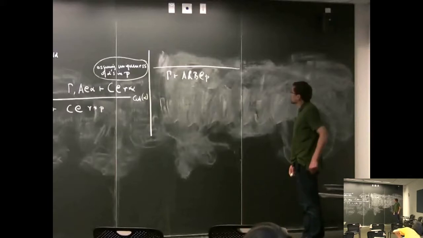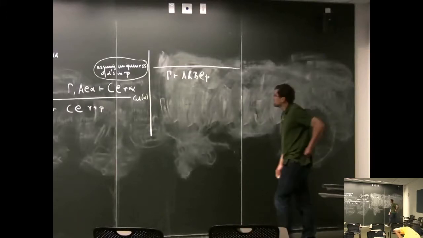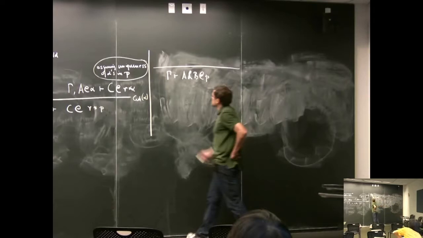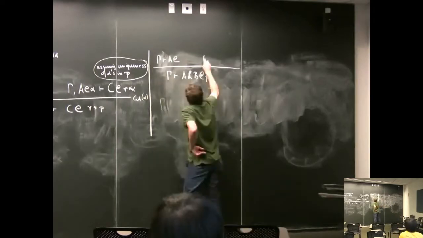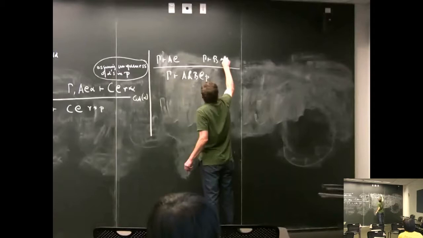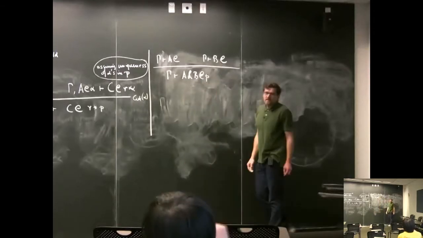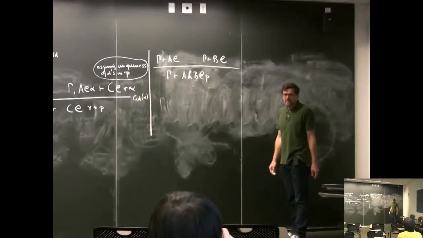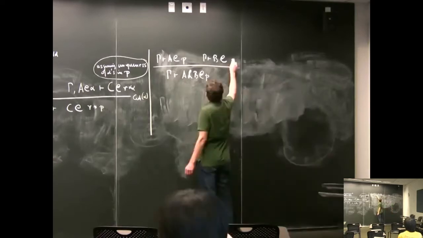How do we prove that? Well, it's pretty easy, right? Gamma proves A at, gamma proves B at. Okay. How does the additive work? Yeah? It's just the P on both sides, right?